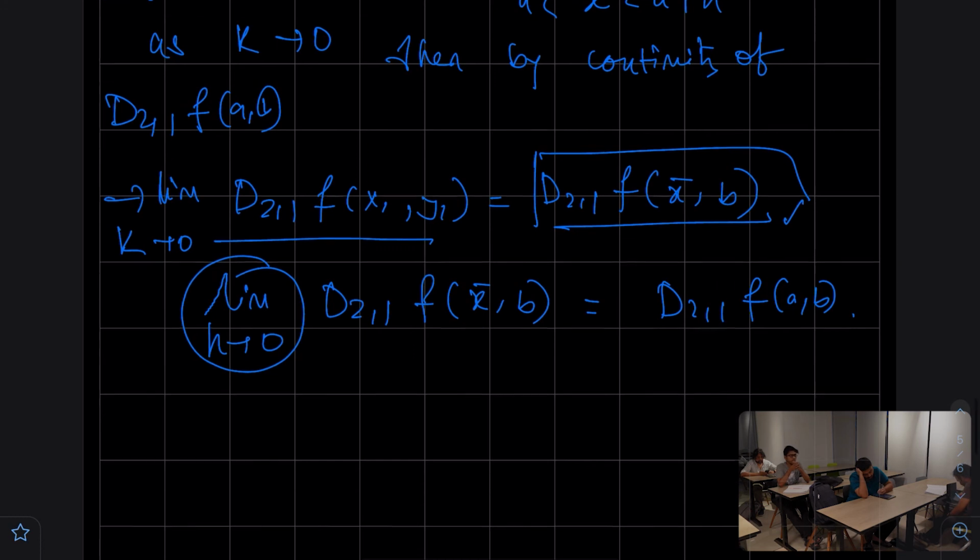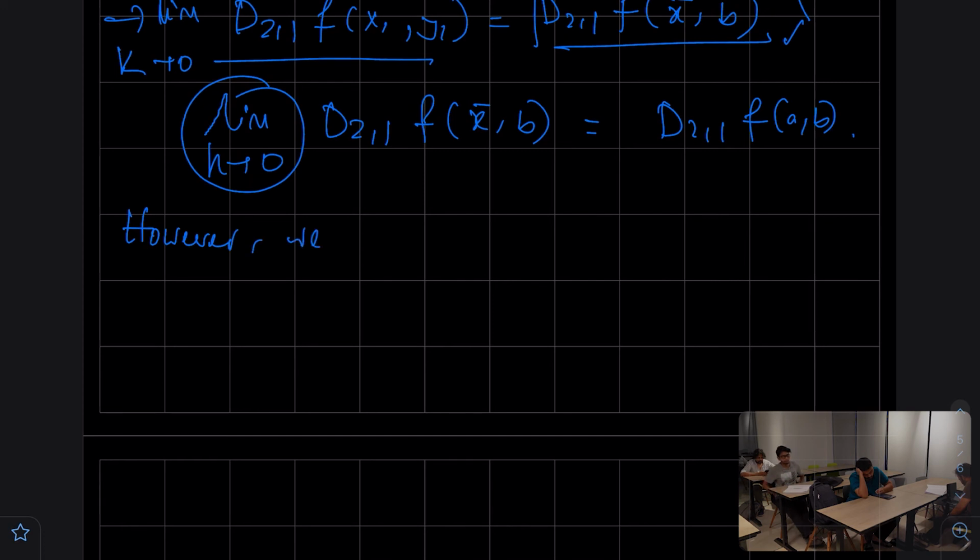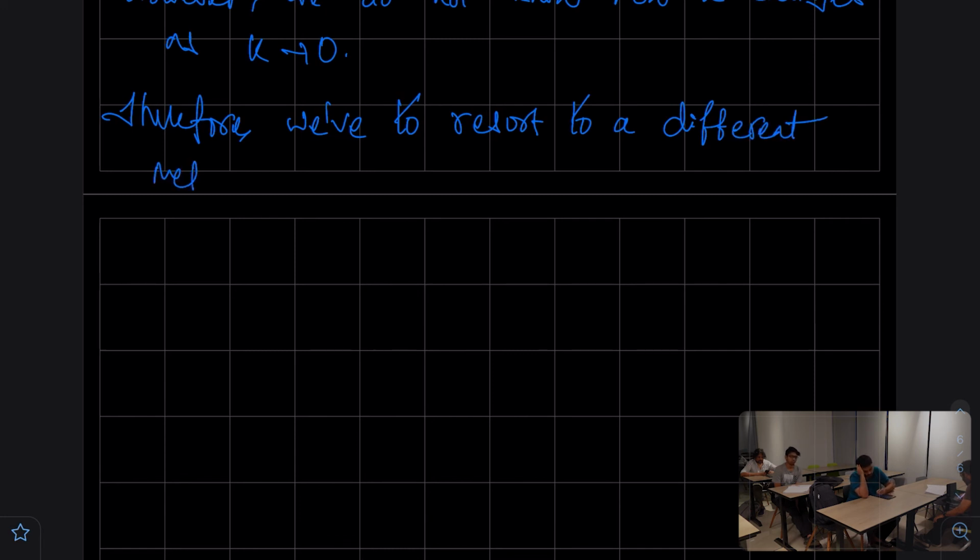So that's bad. We do not know how x changes as k tends to 0. Therefore, we have to resort to a different method, which is really talking about the continuity of D21 f as a whole. That is, using the definition of continuity of D21 f at (a, b).